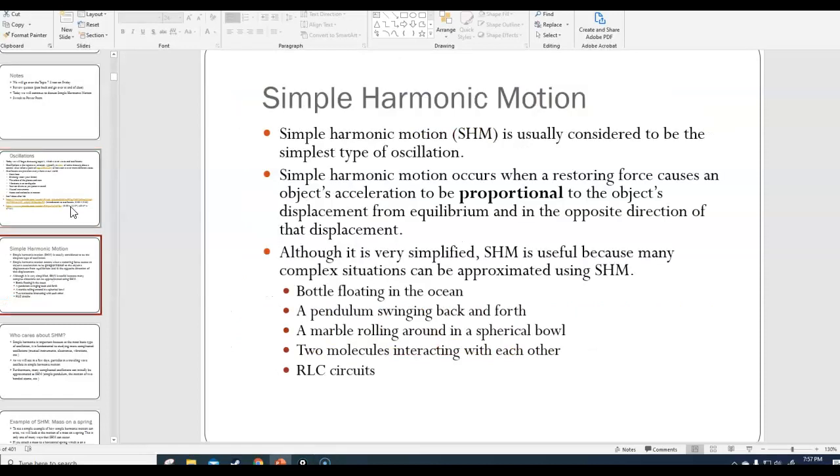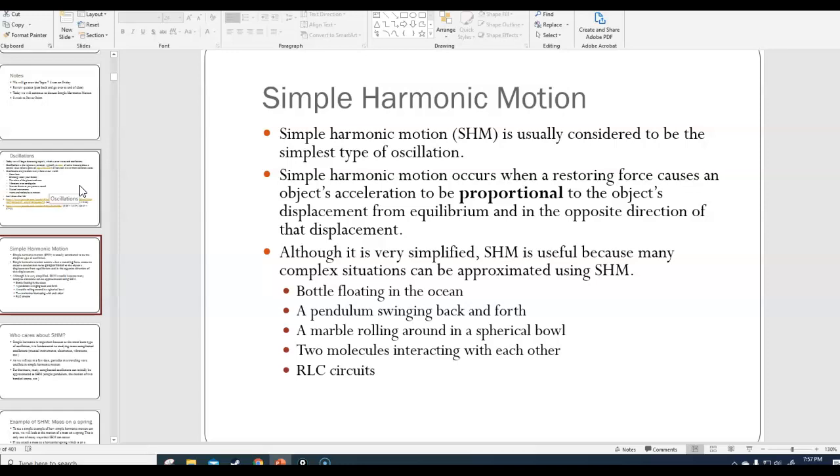Simple harmonic motion is, I guess it's in the name, by definition the simplest type of oscillation an object can have. And when I say oscillation, I just mean a back and forth type of motion. Now, by definition, simple harmonic motion occurs when what's called a restoring force causes an object's acceleration to be proportional to the object's displacement from equilibrium and in the opposite direction of that displacement. And as we go through this first example, you'll see at least one situation where that can arise.